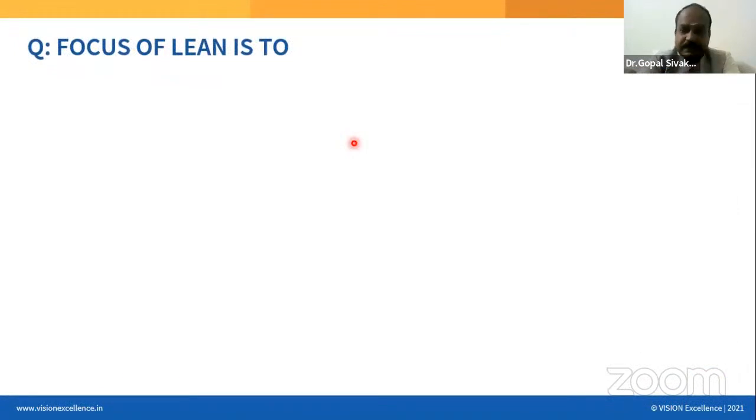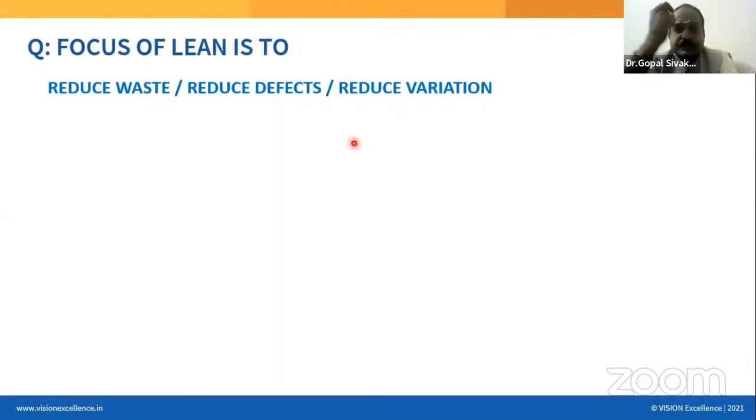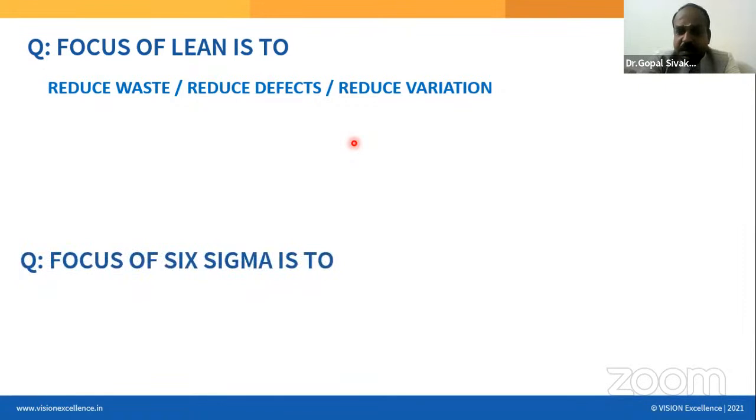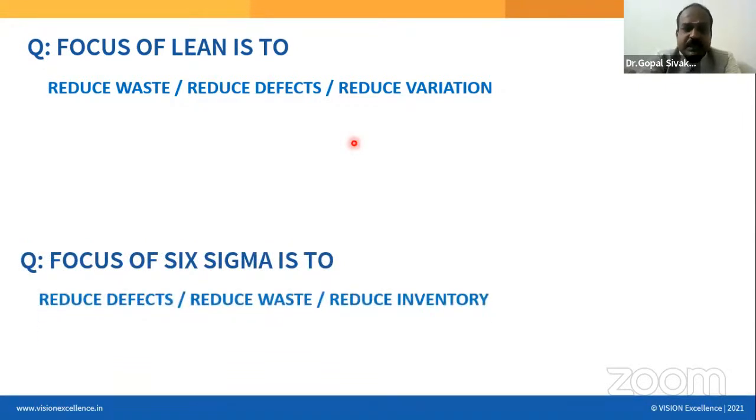What is the focus of lean? Focus of lean is to reduce the waste, reduce the defect, or reduce the variation. What is the focus of lean? Is it to reduce waste, reduce defects, or reduce variation? It cannot be both. I'm asking specifically, what is the focus? Yes, Purva Puri, you are right. Focus is to reduce the waste. Bhaskaran, you are correct. Ganapati, you are right. Fantastic. Focus of Six Sigma is to reduce the defects, reduce the waste, reduce the inventory. What is your option?